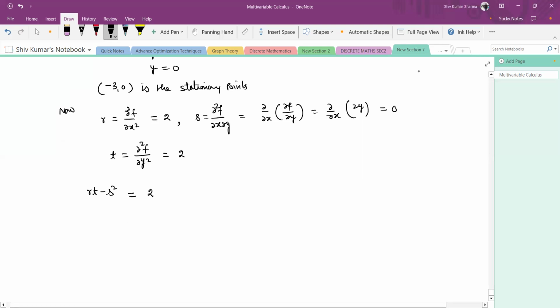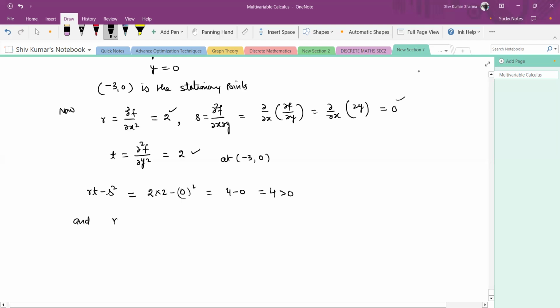So r is equal to 2, and we apply the stationary point to all the values of r, s, and t. So we see that r, s, and t are constants. So that means rt minus s square, where s square means 0 to the square, gives us 4 minus 0, which is equal to 4, at the point minus 3 comma 0. So rt minus s square gives us a positive value. Positive value means greater than 0.